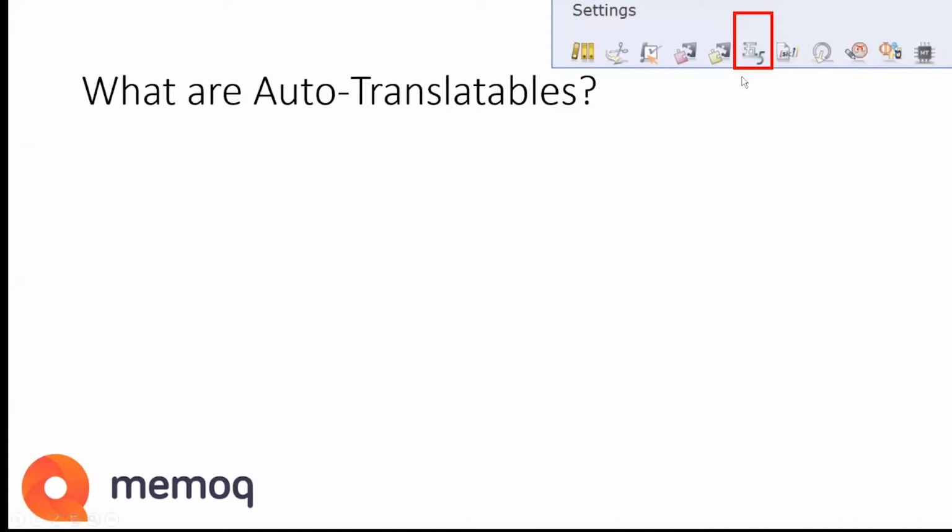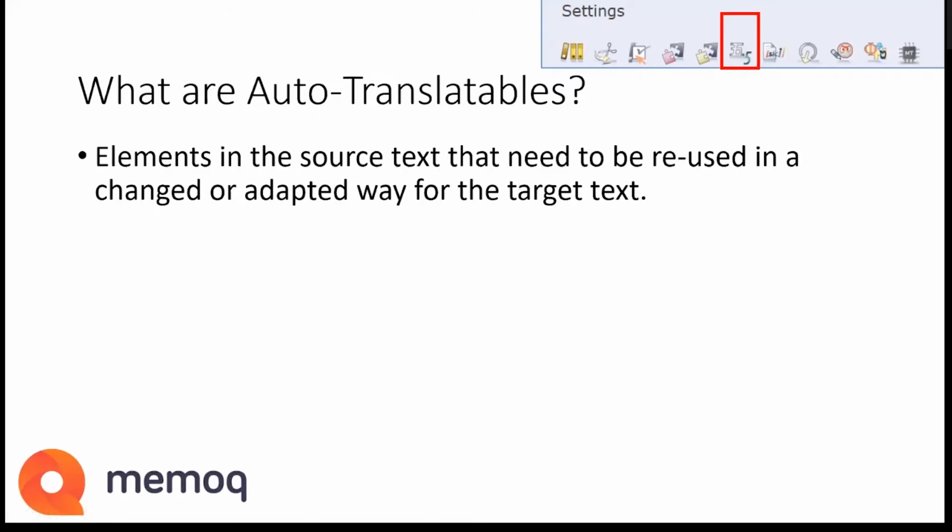You'll see the auto-translatable icon in the settings of your project, where you can see that green number 5, and actually that symbol behind it, that's also number 5 in Chinese or Japanese, depending. So what are auto-translatables? These are elements in the source text that need some kind of change, some kind of adaptation so that they can be used in the target text. So something needs to be changed.